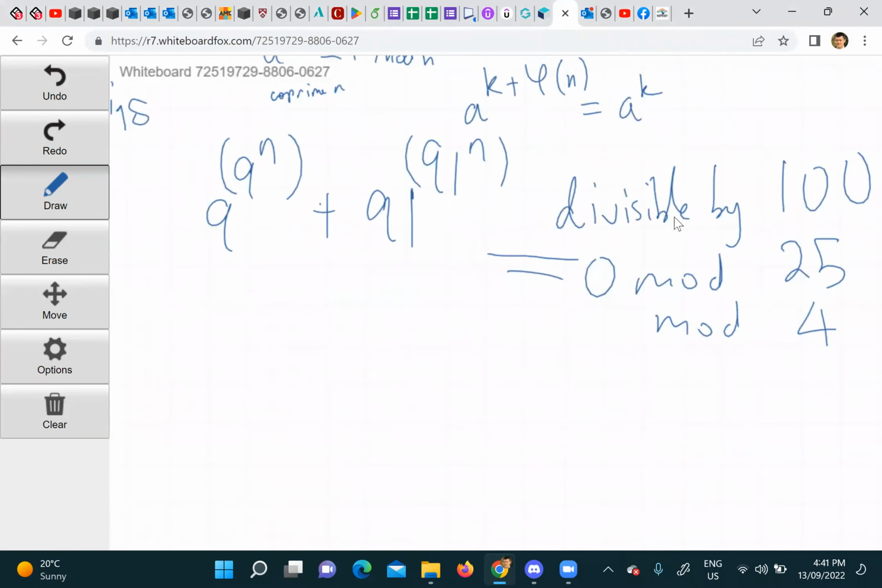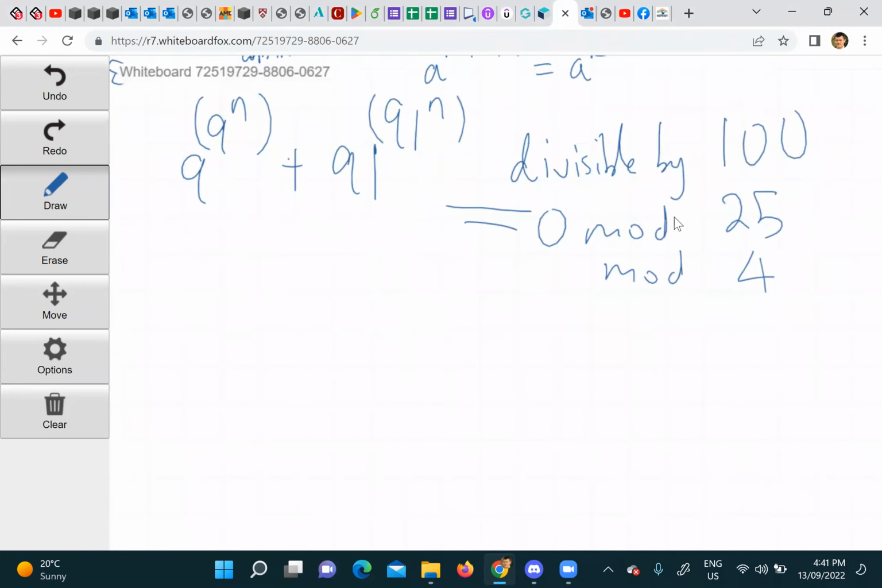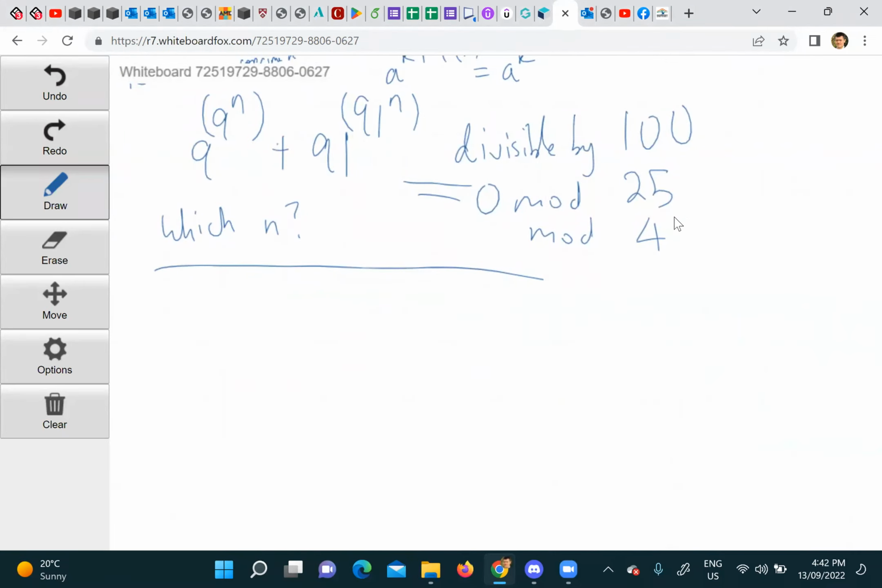Okay, so the question here is, which n makes 9 to the 9 to the n plus 91 to the 91 to the n divisible by 100? So I guess one step we did was we reduced it to mod 25, because mod 4, it's always 0 no matter what the n is, yeah?